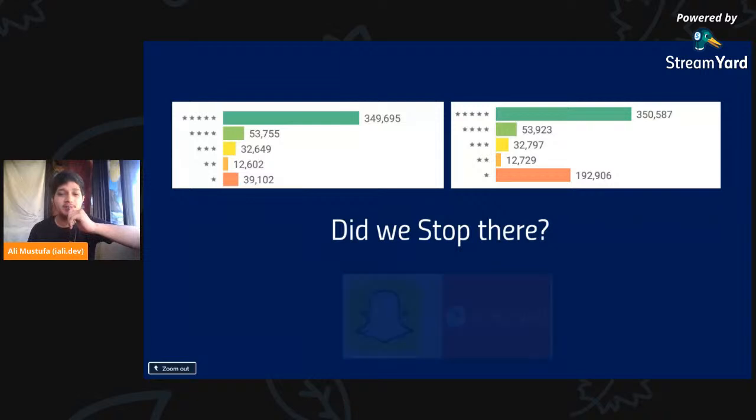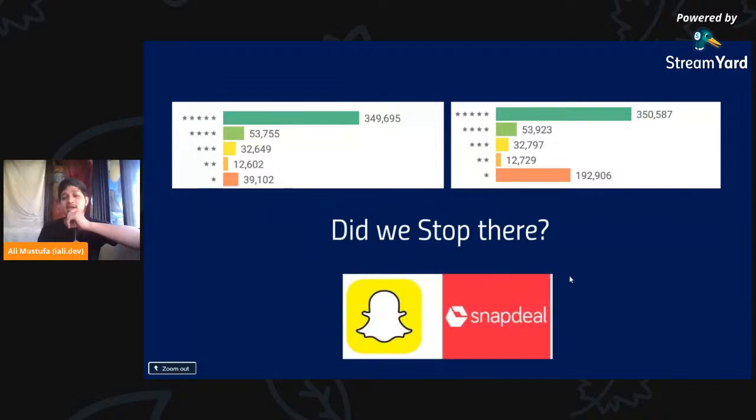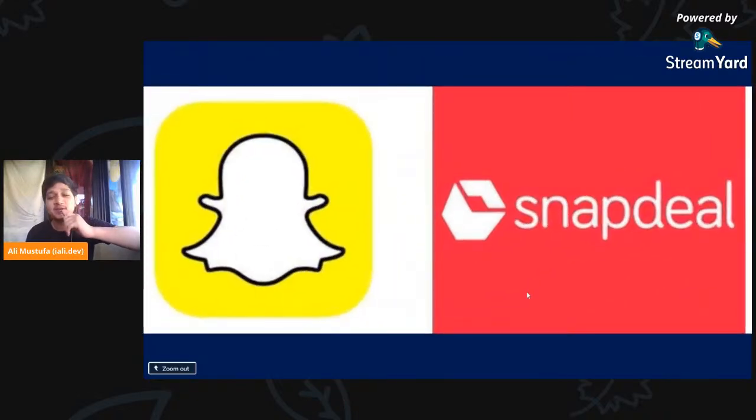Okay. And we didn't stop there. So we went on to put a 1 star rating on Snapdeal. Now, Snapdeal had nothing to do with the controversy. They were far away from whatever the Snapchat CEO said. But because Snap and Snap were related, they got caught in the controversy, and they lost, rated 3.2 stars on the Play Store.